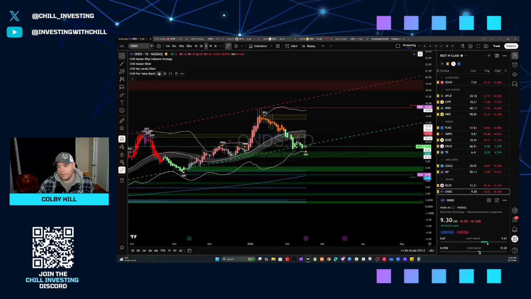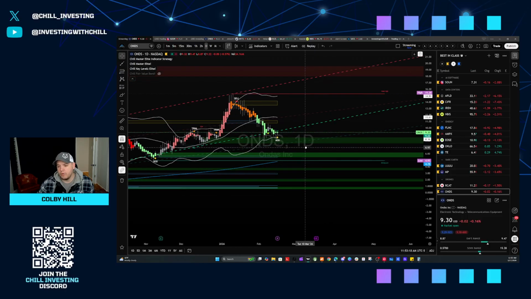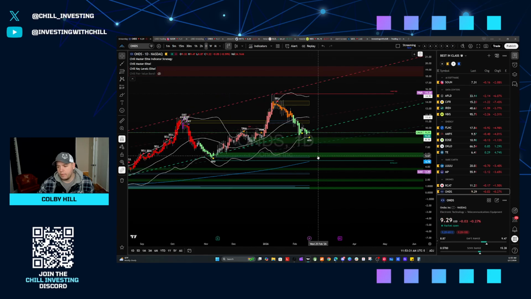So we do have the fair value band, okay? I use that for the weekly time frame. I don't really use it for anything else, okay? So we're on the daily time frame. Now we have the key levels, okay? Green is where smart money is loading up, okay? Smart money is loading up here. Smart money is loading up here. Now, smart money loading up here, and there's not a whole lot of support.